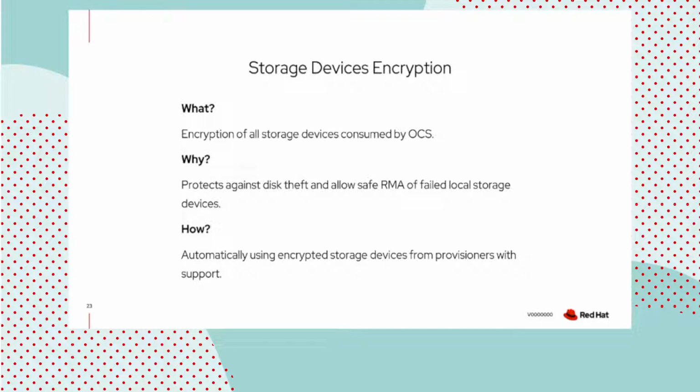So let's start with the underlying storage. We would like to encrypt all the underlying storage devices that we consume by OCS. That helps us to protect from disk theft and also allows easy RMA if you have a failure in your storage, in your local devices, so everything will be safe. By default, we do it automatically with provisioners that have the support for that. If they don't have the support, it's very easy to encrypt the host devices externally, and from OpenShift Container Storage, it will be transparent.